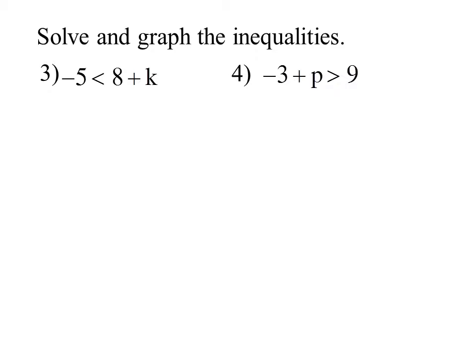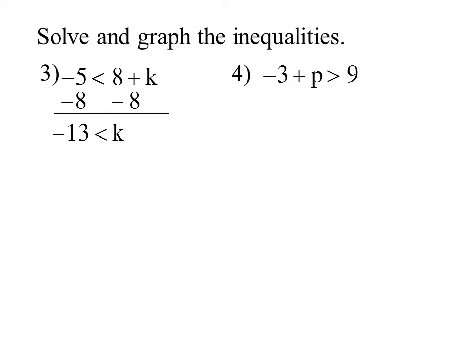Okay, on number 3, how would I solve for k? Go ahead. So solve for k. Alright, then you would subtract 8. You would subtract 8. Good. So we'll subtract 8 from both sides. If I have -5 and -8, what do I get? -13. So -13 is less than k.